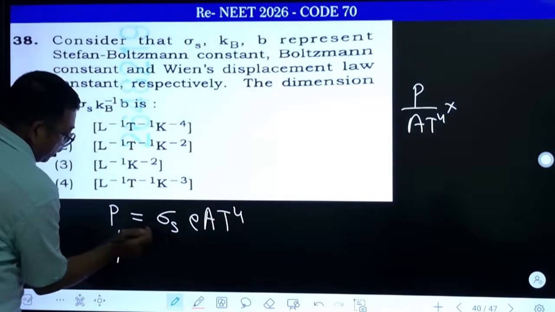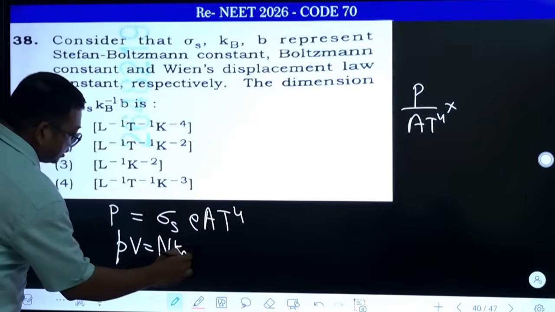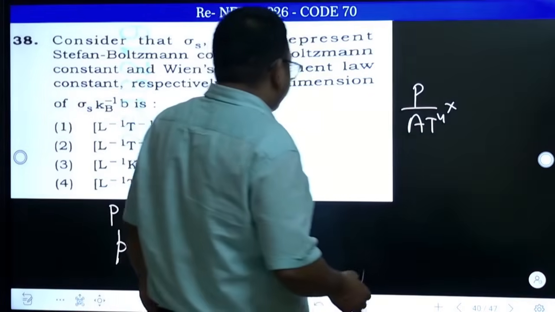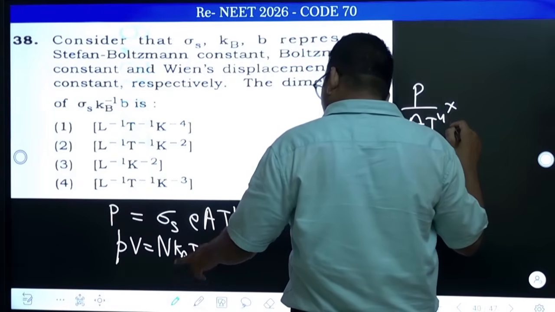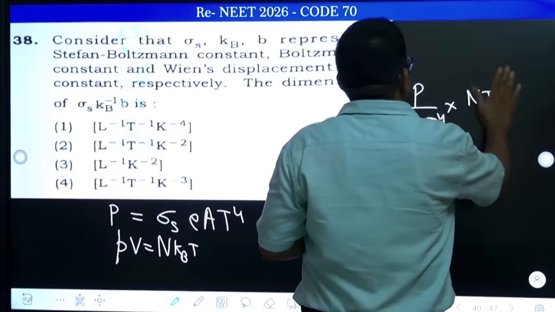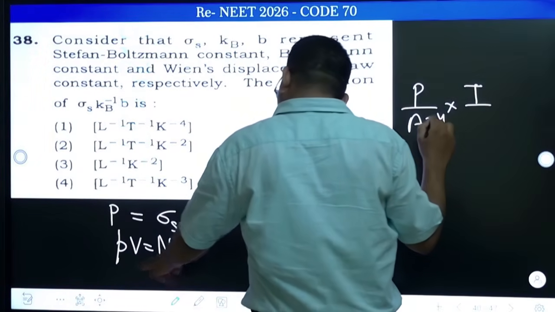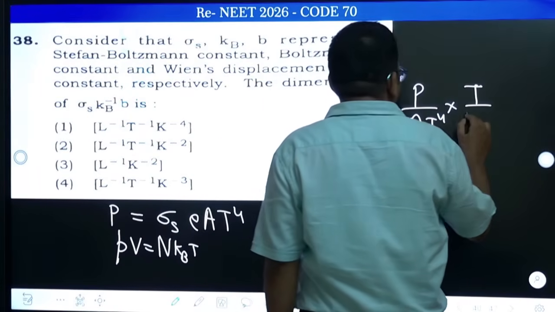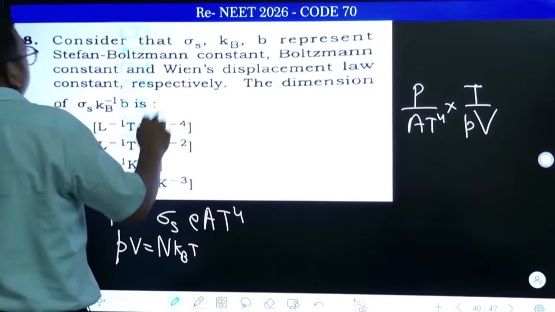Pressure into volume, PV, is equal to N kB T. Anyway, N also doesn't have any dimension, so KB will become the inverse of that. That means 1 by N into T. N does not have any dimension, it is the number of atoms. So KB is temperature by small pressure into volume. This is volume, right? Then what is the next one?